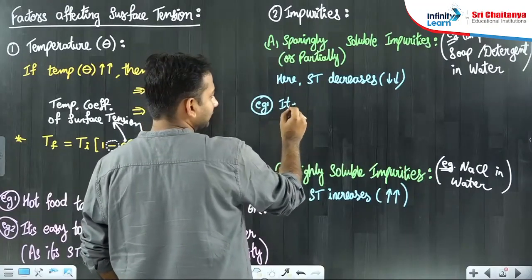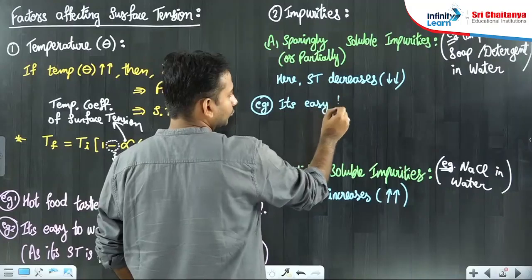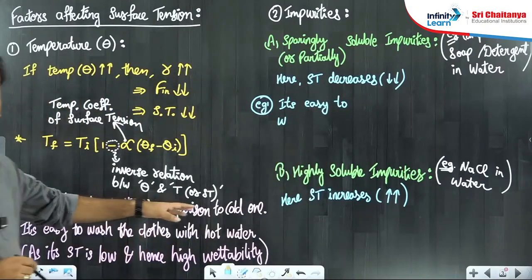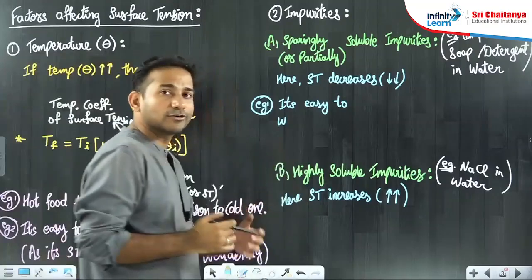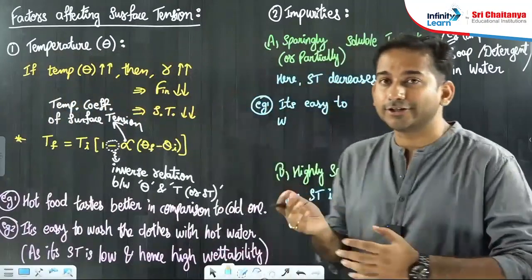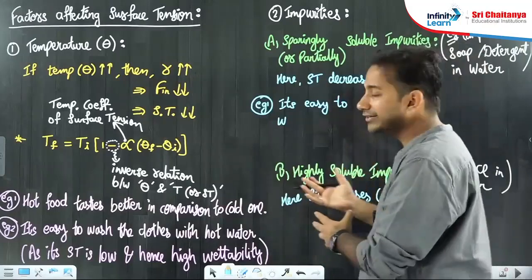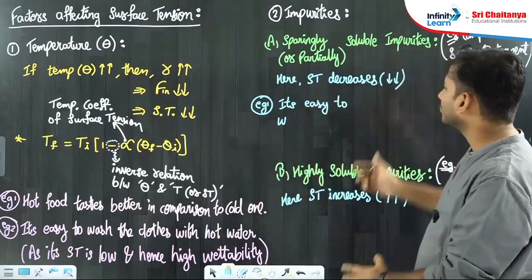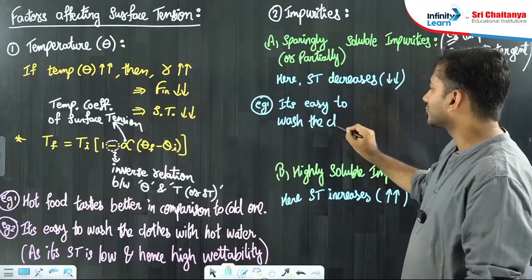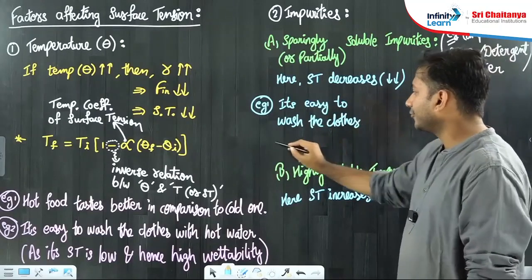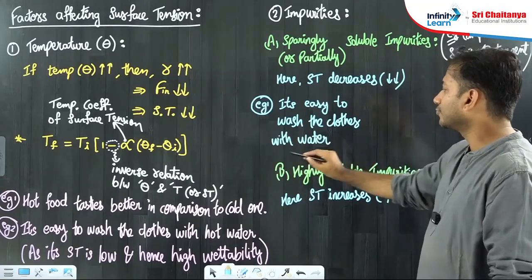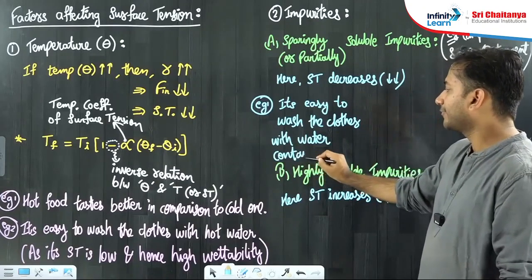So example one, you will say that it's easy to wash the clothes. Again, here I'm talking about washing the clothes with respect to temperature, and here I'm talking about the washing of clothes or wettability of a liquid in terms of the dissolved impurity, and that dissolved impurity is sparingly soluble impurities, soap and detergent. So it's easy to wash the clothes with water containing soap or detergent. Okay, one example.